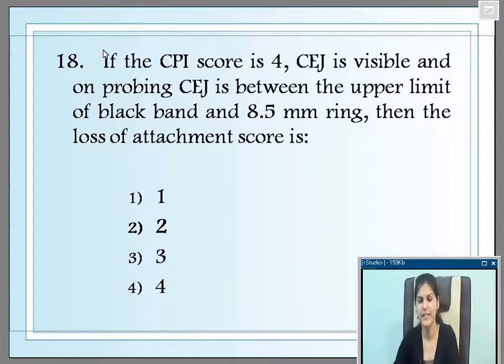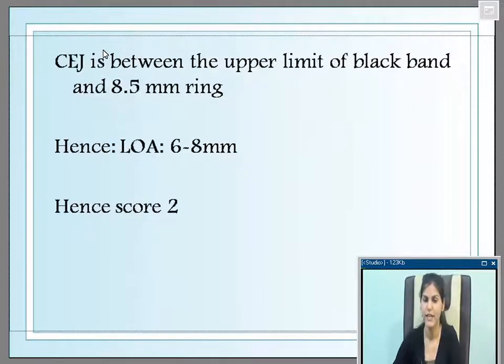Now this question is asking you: if the CEJ is visible, and on probing, the CEJ is between the upper limit of the black band and the 8.5 mm ring, then the loss of attachment score is. Now let's look at the explanation. So here your CEJ is between the upper limit of the black band, that is 5.5 mm, and the 8.5 mm ring. So your loss of attachment is somewhere between 5.5 and 8.5. So let's say round it off to 6 to 8.